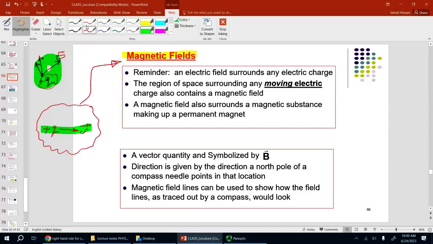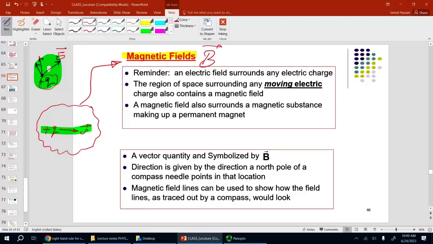Okay. The symbol of the electric field was E, the symbol of the magnetic field is B. So we're going to deal with the magnetic field B. The same way we discussed the electric field, we're going to discuss the magnetic field. We're going to deal with equations, and you will see in a few minutes the equation for the magnetic field is a little bit more difficult than the equation for the electric field. So we're going to discuss this.